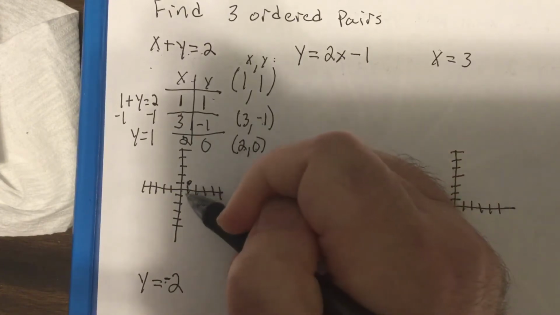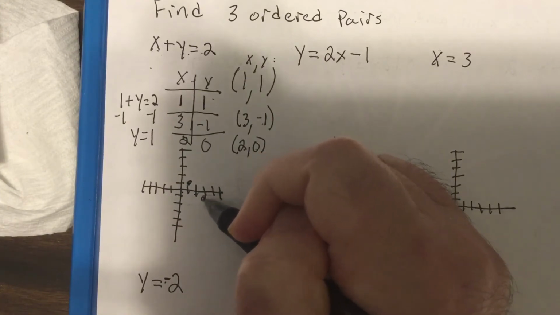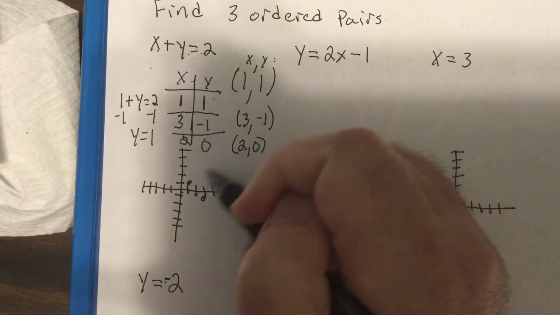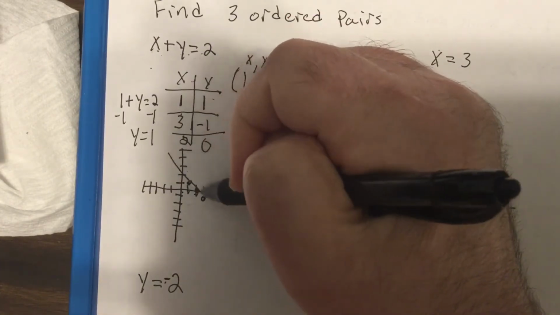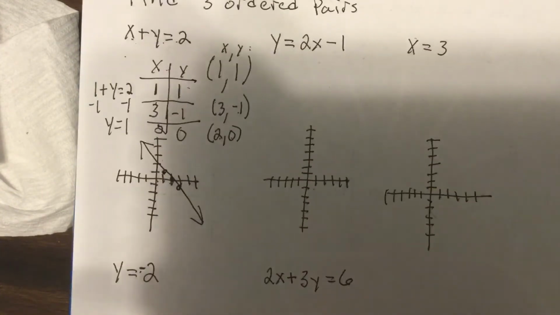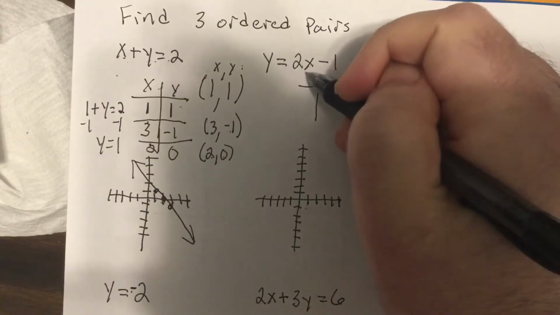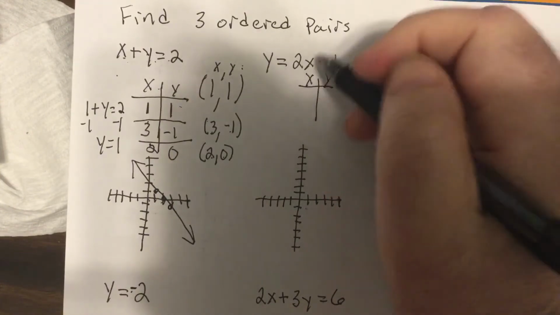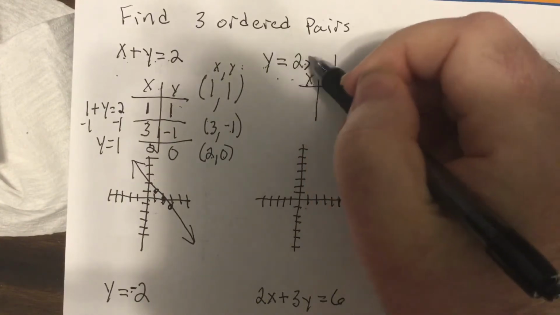3, negative 1, you'd go right 3. And I'm assuming you know how to plot an ordered pair. We'll do this in class, of course. Then you just connect the dots. Now you technically only need 2 ordered pairs, but I like 3. So now if it's solved for a variable already, just put numbers into the other variable.